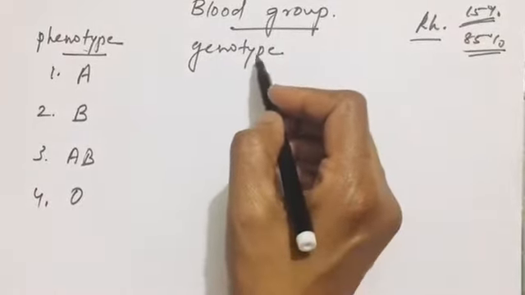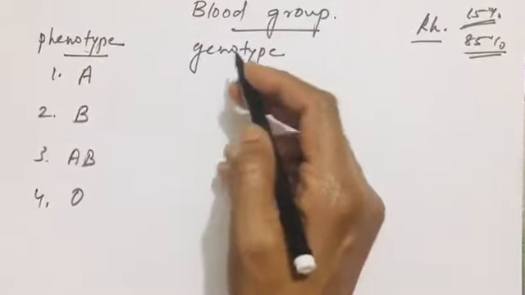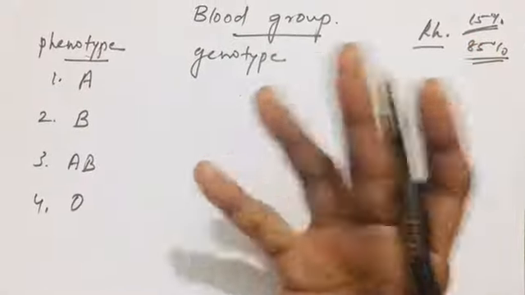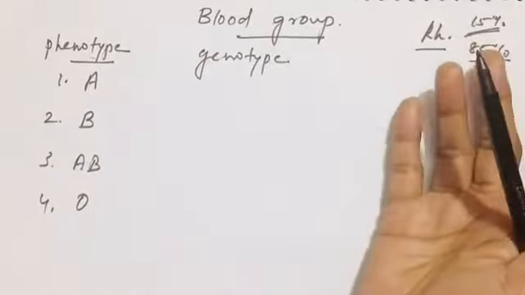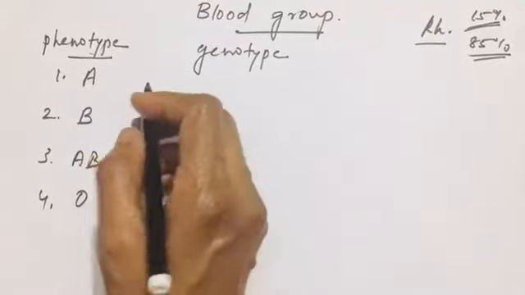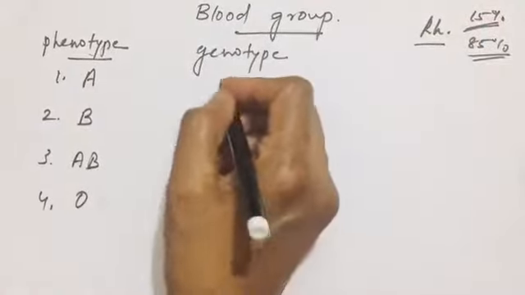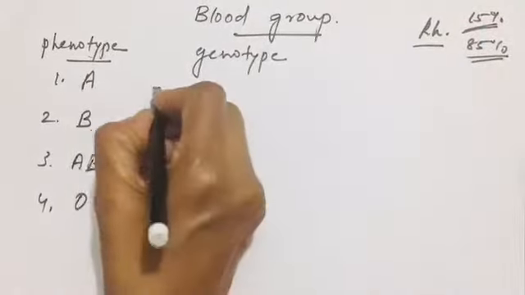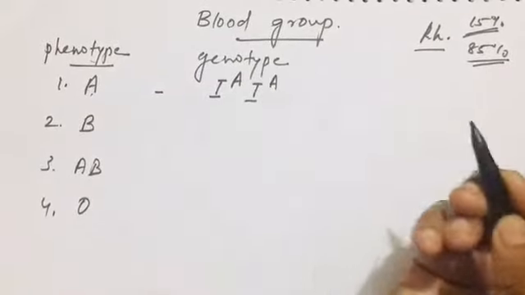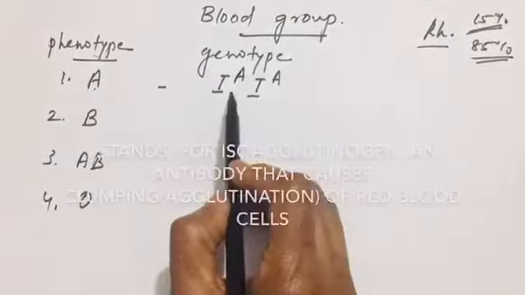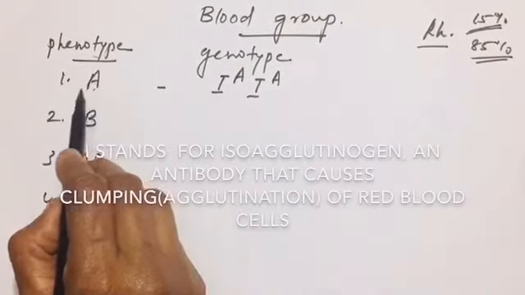How to write the genotype? Generally, the way you wrote the genotype for the color and shape of the seeds or the height of the pea plants in Mendel's experiment is not the way you will represent the genotype of the blood group. It is represented in a specific way. For example, for A blood group, the homozygous version you will write as IA IA.